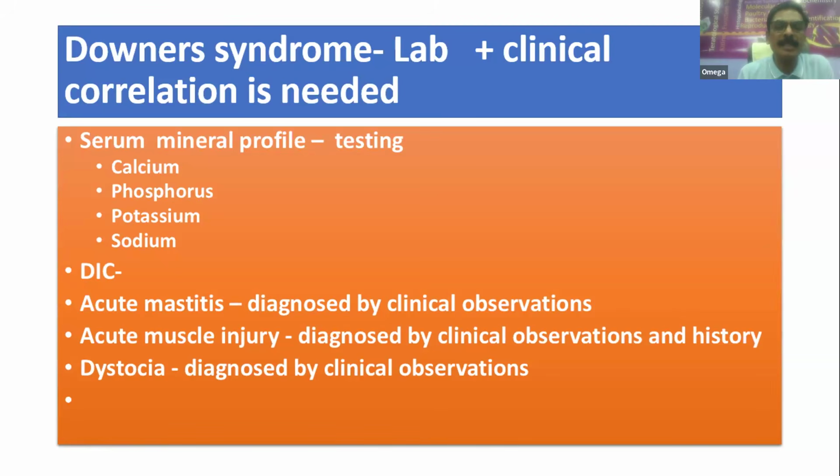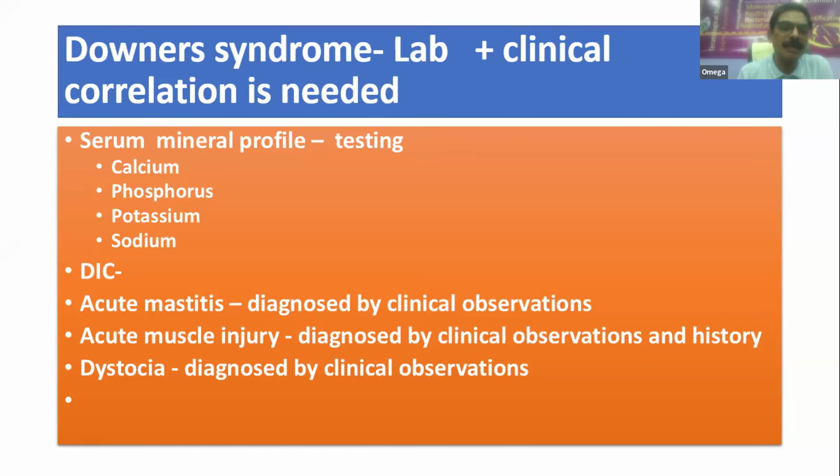Then acute mastitis also leads to this due to the severe pain. Sheep and goat may sit down, and we can call it Downer syndrome. Then acute muscular injury, if the sheep or goat has fallen on the ground or maybe got bitten by some other sheep and goat, in that case also due to the severe pain, the sheep and goat may sit down and we may call it Downer syndrome.